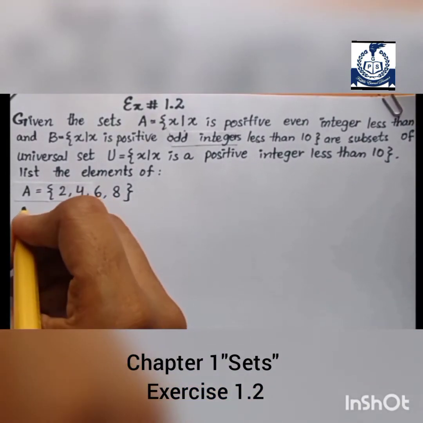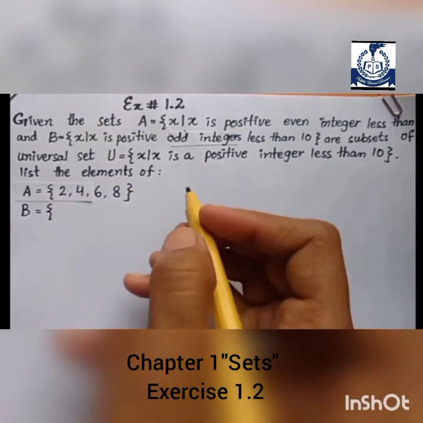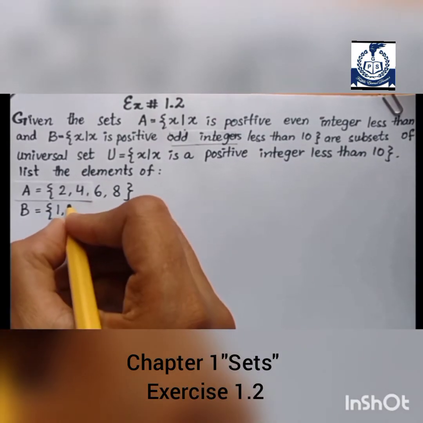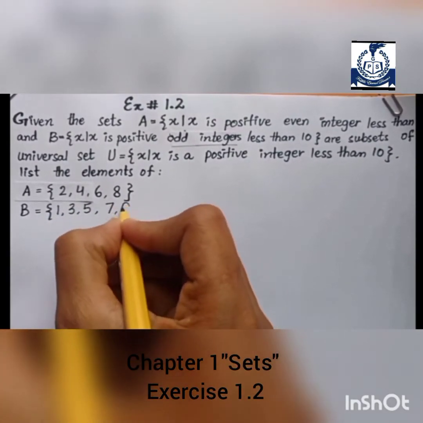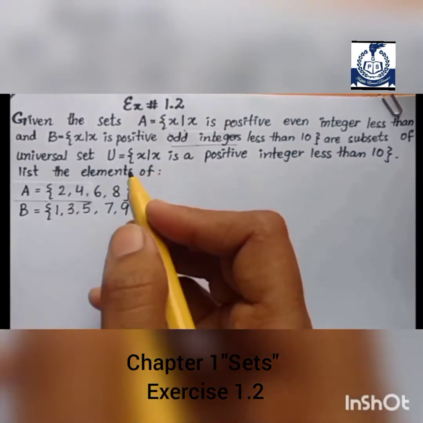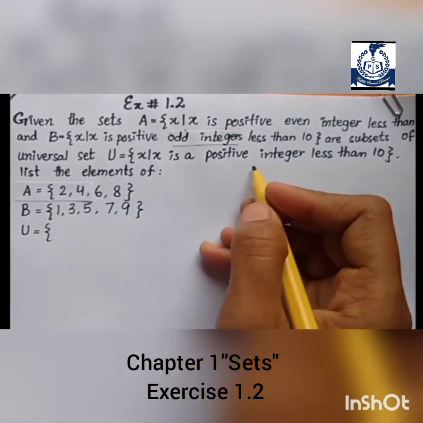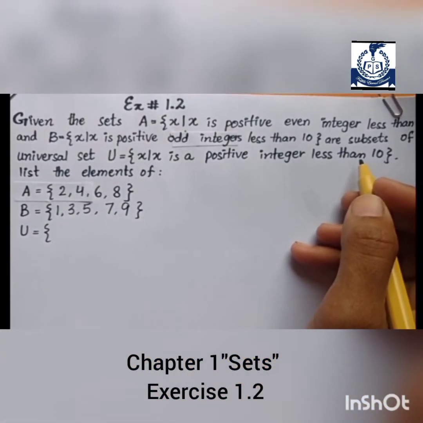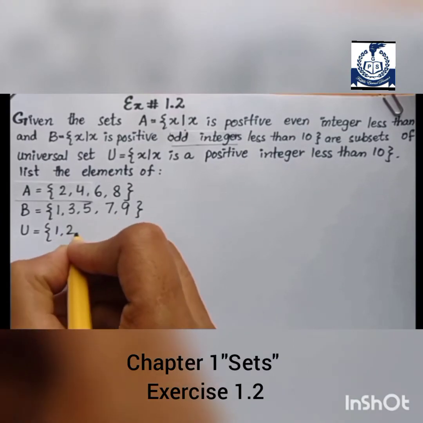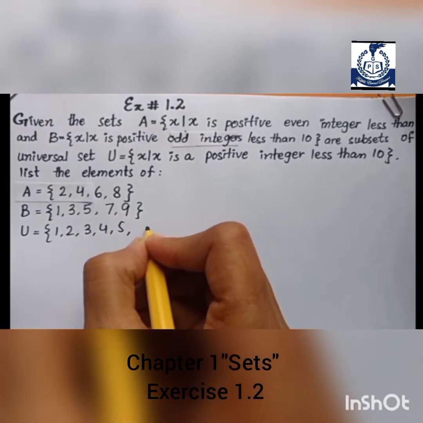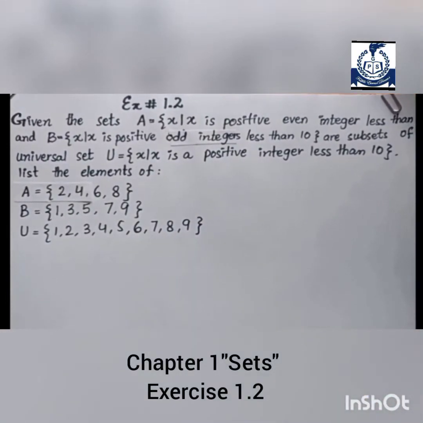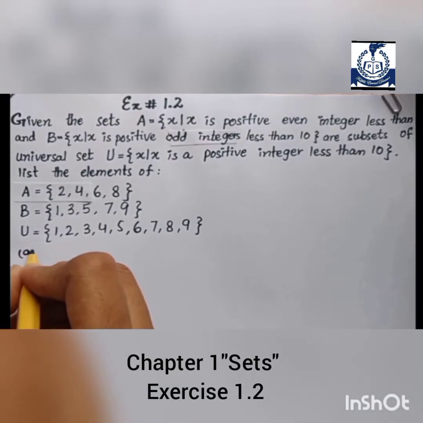And B is equal to positive odd integers less than 10. Odd means 1, 3, 5, 7, 9. 9 is less than 10. So we write 1, 3, 5, 7, 9 as the odd elements. And the universal set is positive integers less than 10, so 1, 2, 3, 4, 5, 6, 7, 8, 9. 9 is less than 10. So here we find out the elements of the sets.